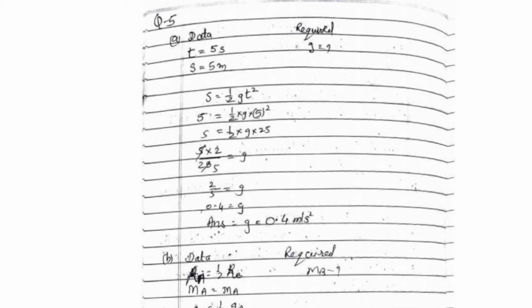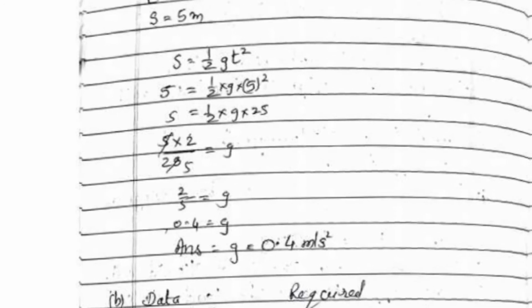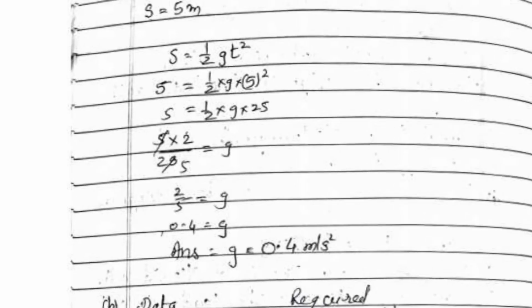But remember, from a height something is falling, so you will have u equal to 0. So ut is equal to 0, and therefore the formula is just half at square. So we have half at square as s. Now let us substitute. We have s is equal to 5, and on the right hand side half into g into t. Time is 5 seconds, so 5 square.